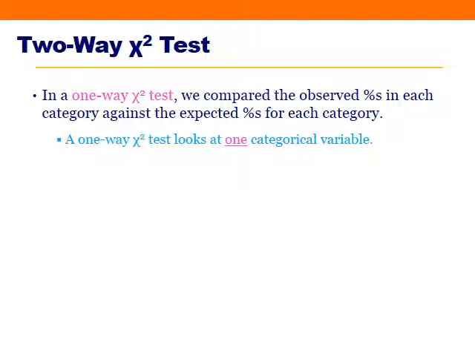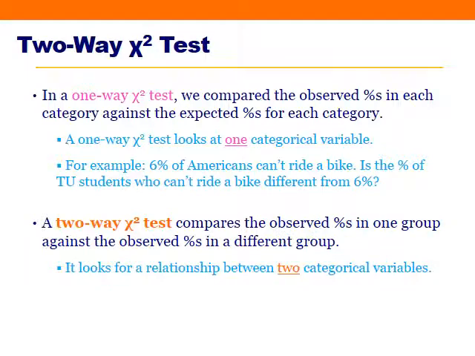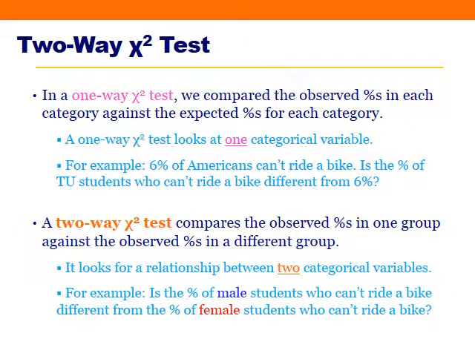However, for a one-way chi-square test, we recruit one sample of people and we compare the observed percentages in that sample against the expected percentages, which are some numbers that we came up with in advance. In a two-way chi-square test, however, we have two samples of people, and we want to compare the percentages in one sample against the percentages in the other sample.